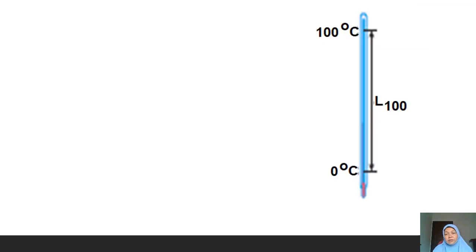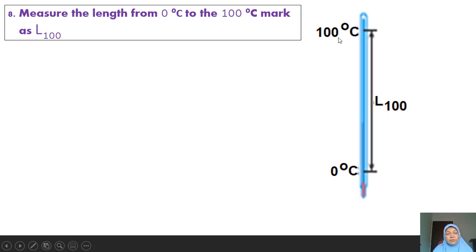Alright, so we have this level. So 0 degrees Celsius is the bottom point, and 100 degrees Celsius is the upper point, right? So what we do next is measure the length from 0 degrees Celsius to 100 degrees Celsius, and we mark it as L100. For example, 100 degrees, 10 cm, right?